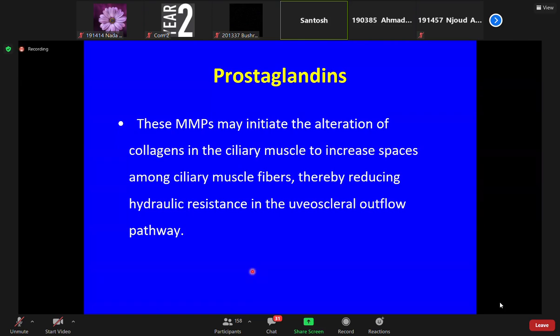So what are prostaglandins doing? Can someone tell me? They change the collagen within the ciliary muscle, so therefore there will be more spaces for the drainage. Yes, in the uveoscleral pathway.